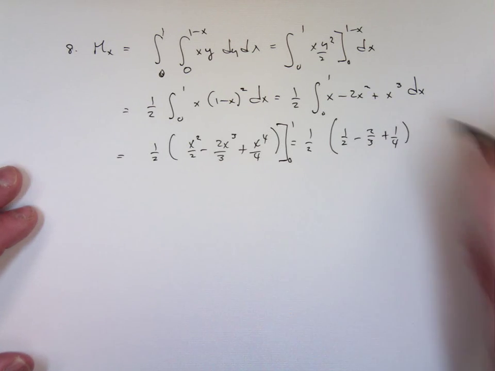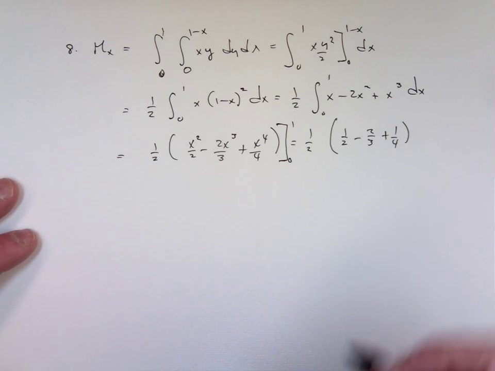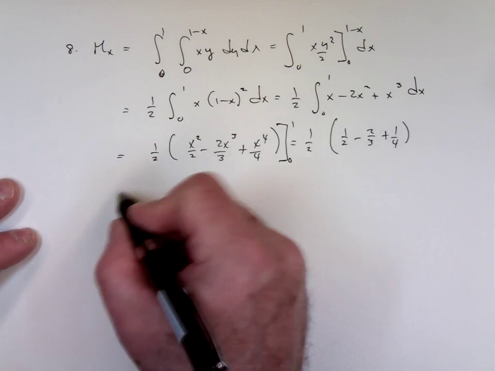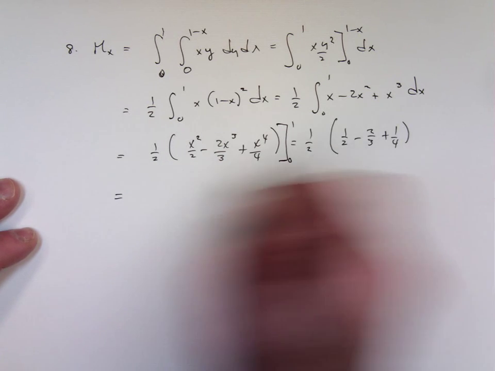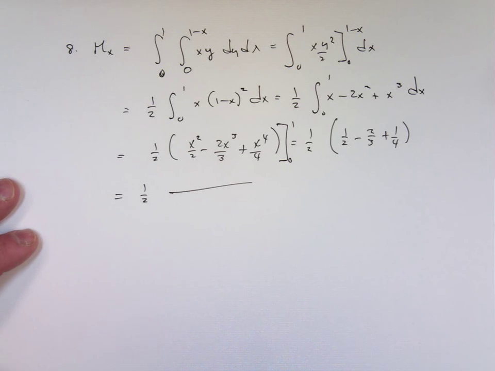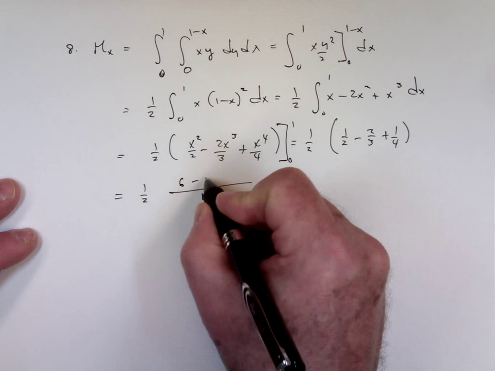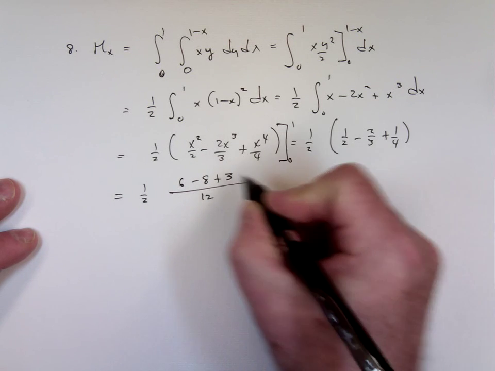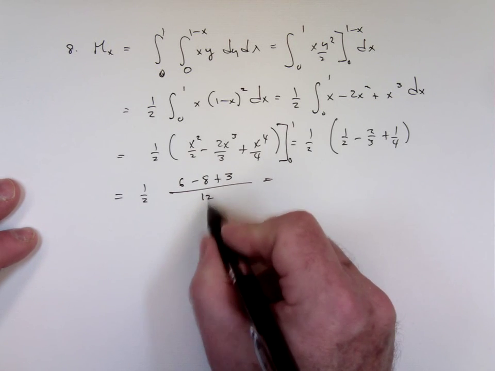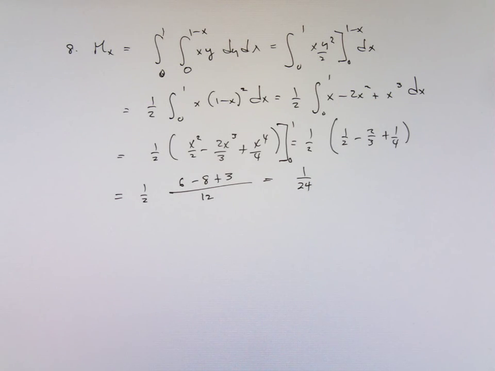The people that get this wrong made arithmetic mistakes. I got to tell you, I know. All right, that was pretty much it. All right, so what do we end up with? Well, you got a 1/2, and the LCM of 2, 3, and 4 is 12. So let's go with 12. We get 6 minus 8 plus 3. This is 9 minus 8, 1/12, 1/24. Okay. That's the moment from the x-axis.